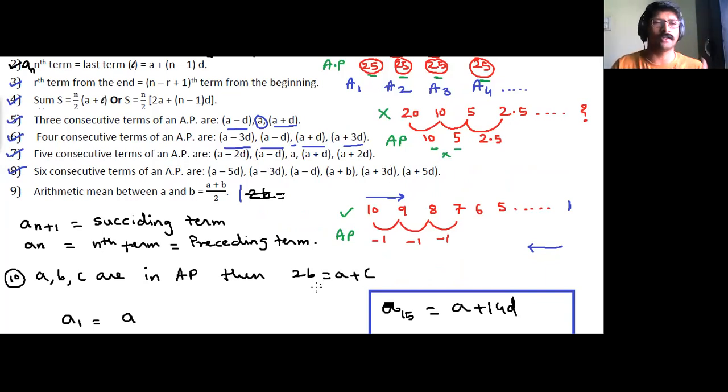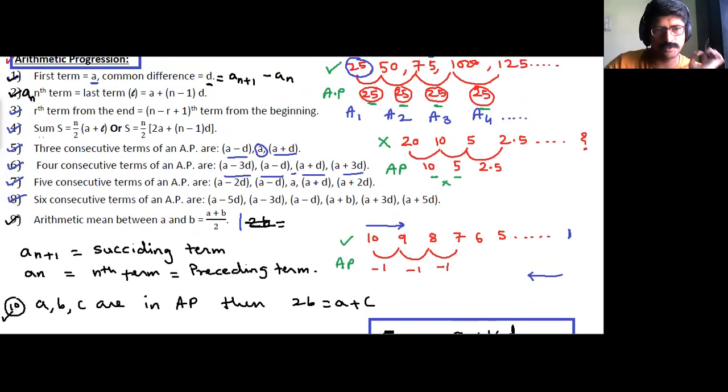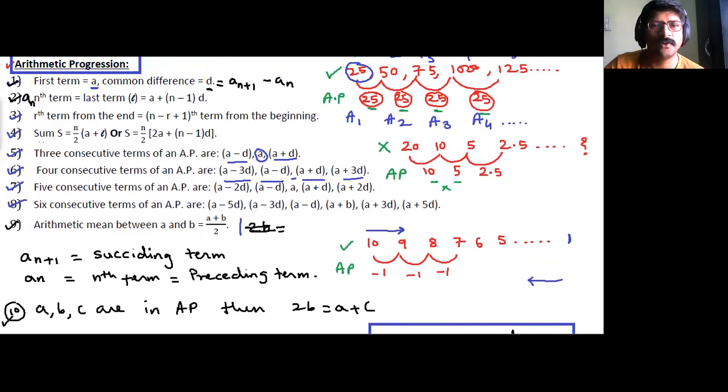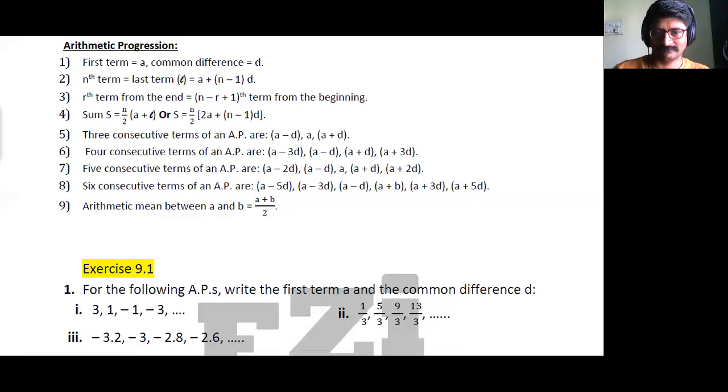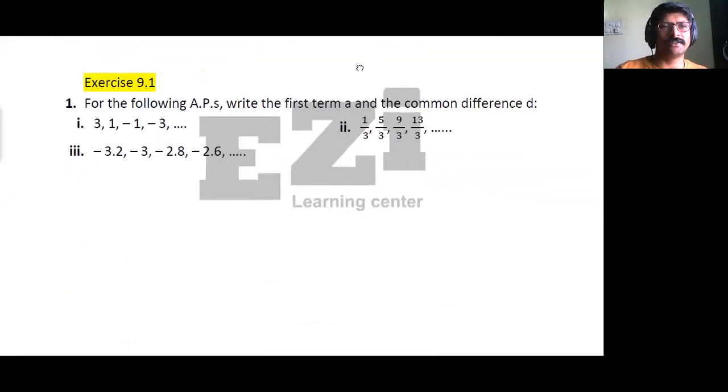I hope you finished writing all the 10 formulas till here, isn't it? If you have finished writing till here, that's nice, wonderful. If you have not finished, you can just pause here and copy all these formulas, and then only we will move further. Okay, guys? I hope you understood all the formulas till here, guys. And now it's time to move ahead and start doing the sums.